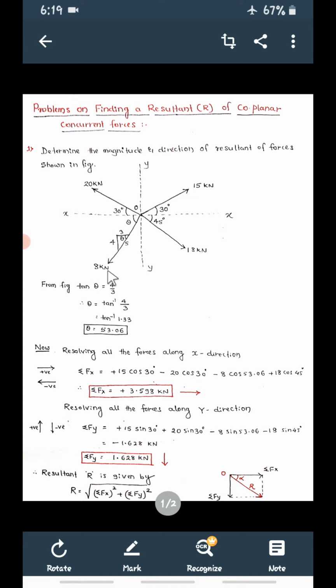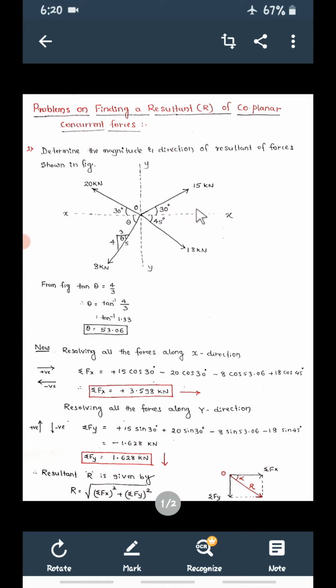Then this force, again make it horizontal. See the arrow mark, it will go like this. So again minus, so minus 8, then horizontal means cos of this angle, that is cos of 53.06. So minus 8 cos 53.06.